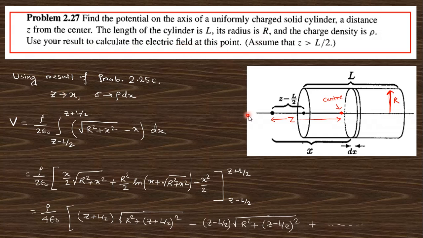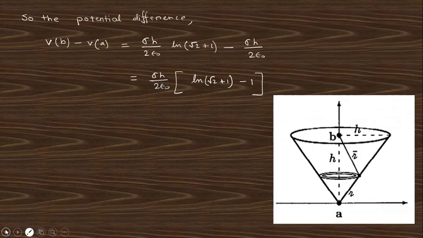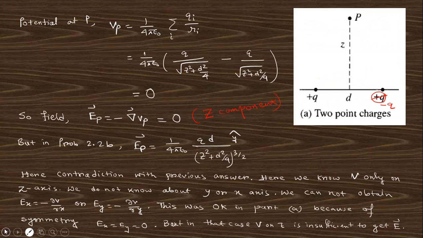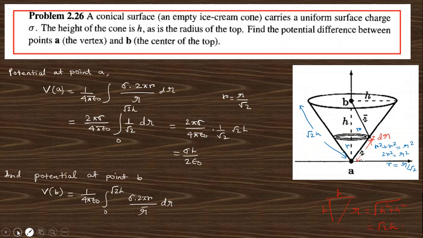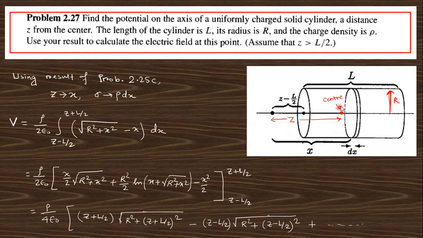So from problem 2.25 C, at a distance P, you can find this potential expression. Here we can take a circular disc. This is a circular disc, and from the circular disc the distance will be x. So z changes to x, and the surface charge density will be rho into dx, because the volume charge density into dx will be changed into the surface charge density.